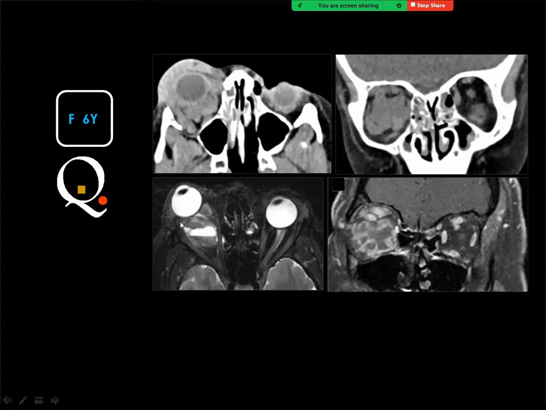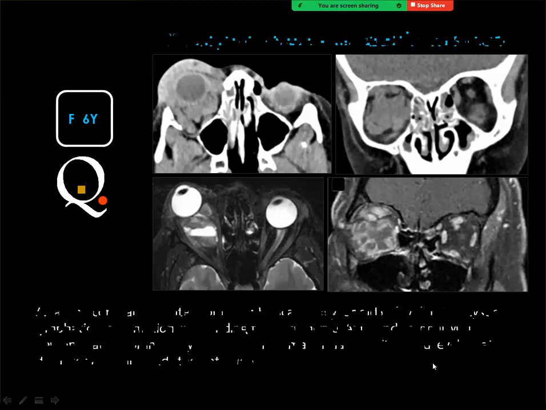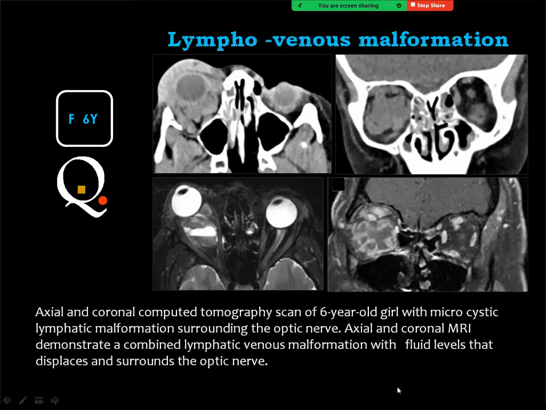The orbital mass is ill-defined, a big mass in the orbit of a child, and then there are some possibilities like capillary hemangioma and lymphangioma, for example. And lymphangioma is characteristically showing multiple fluid levels, especially on MR examination. This is orbital lymphangioma. And you know that the hemangioma, lymphangioma, and some other lesions are included under this title, which is known as lymphovenous malformation.